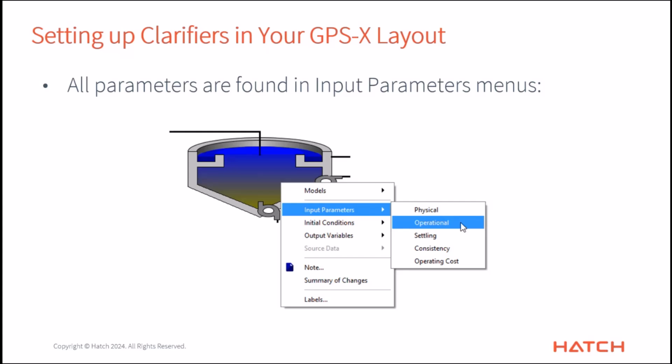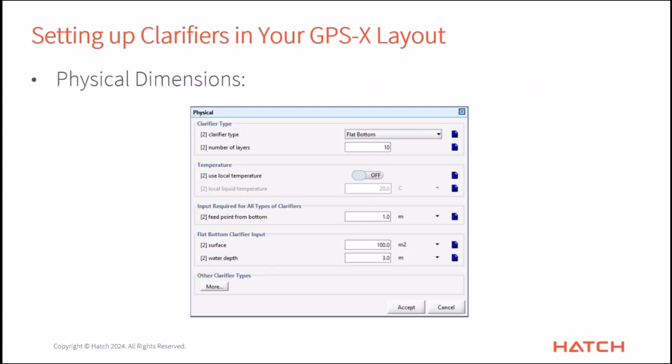Okay, so all the parameters that you need to adjust work just like any other GPSX object. You right click on the clarifier itself, go to input parameters, and then there are the physical, operation, and settling menus. These are the three main ones that you are probably going to want to touch when you're setting up your clarifier model. What I'm going to show you now is pretty much only the mechanistic model. This is all the 1D mechanistic model going forward here.